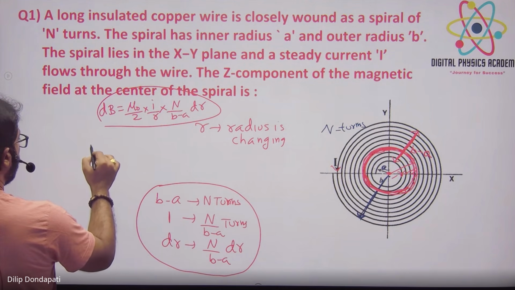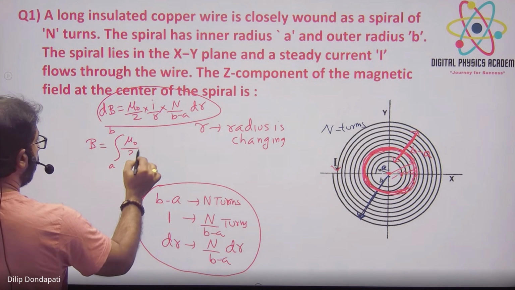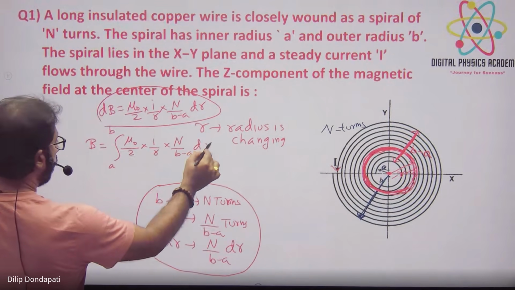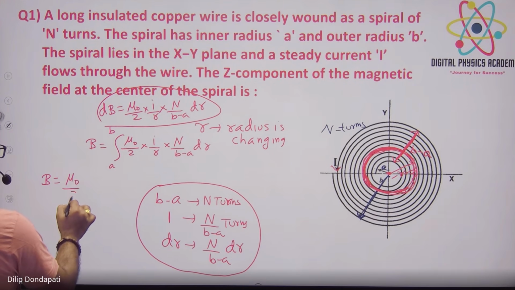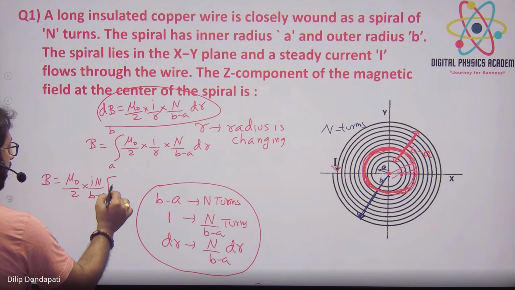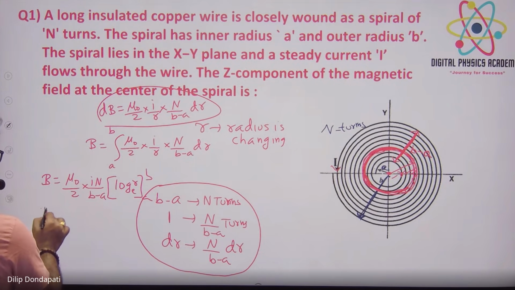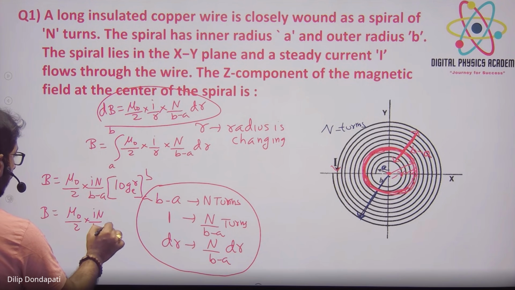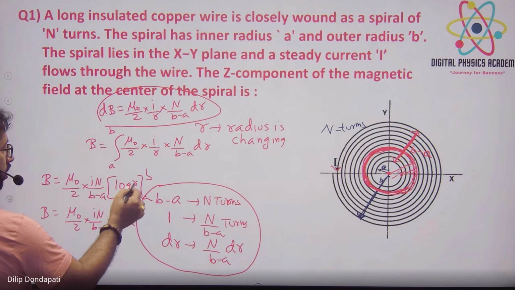So integrate: B is equal to integral A to B, mu naught by 2 into I by R into N by B minus A dr. So everything will come outside, only dr by R remains. So B is equal to mu naught by 2 into I N by B minus A. Integral 1 by R dr is log R to the base e from A to B. So what will happen? B is equal to mu naught by 2 into I N by B minus A into log B by log A. Log A minus log B is log B by A, right?